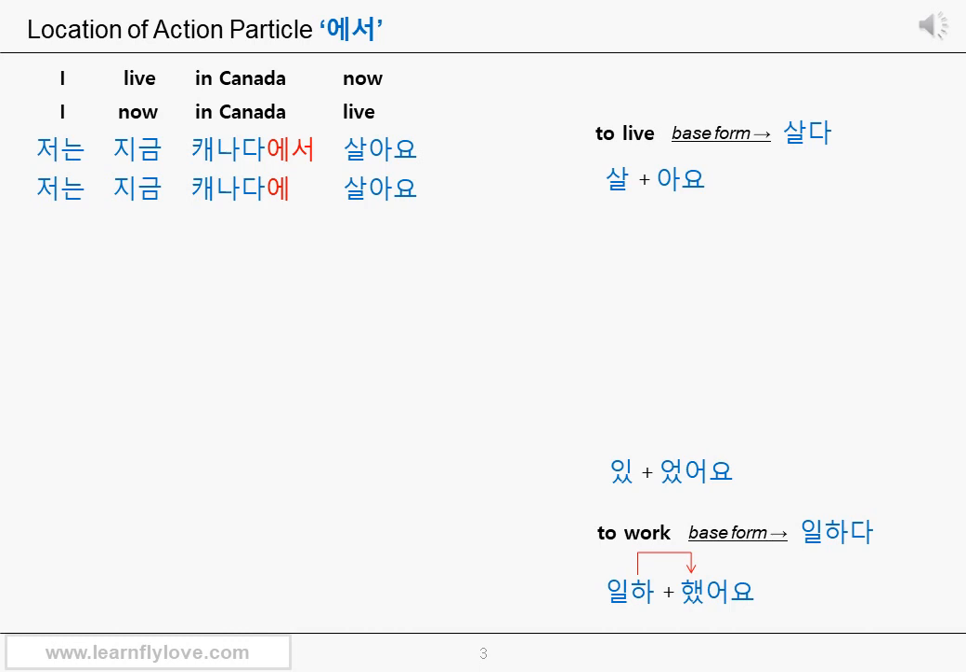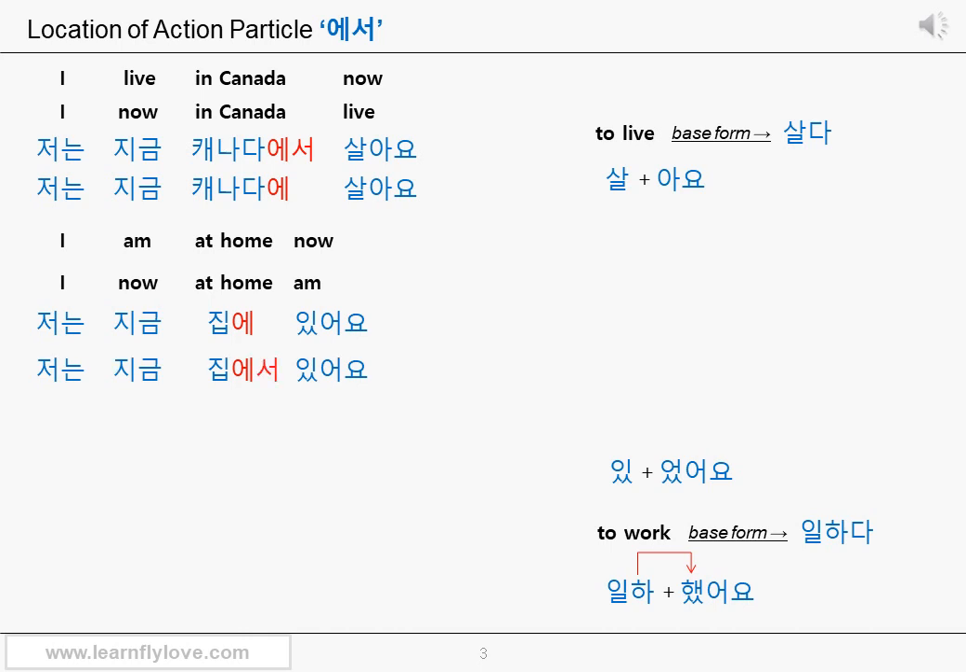Okay? Next example. I am at home now or I'm home now. You've seen the same example in the previous lesson, right? You use the location particle 에 because there is no action here. I, now, at home, am. 저는 지금 집에 있어요. I am showing you this example again because I've heard native Korean speakers say 저는 지금 집에서 있어요. Using the location of action particle 에서.